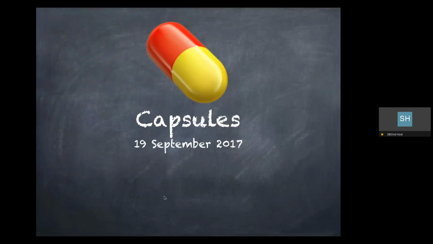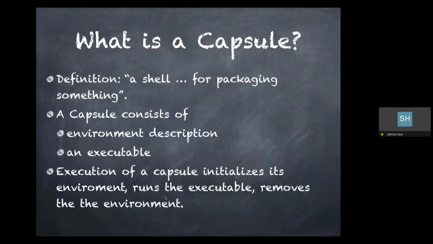I'm going to talk to you about capsules, which is the new environment. So what exactly is a capsule? By definition, a capsule is a shell for packaging something. And that's exactly what we're using it as. It's a method of packaging executables for execution, which seems kind of redundant. Our capsules consist of two pieces, predominantly the environment description and the executable itself. The execution of a capsule initializes the environment that it needs, runs that executable, and then removes the environment.